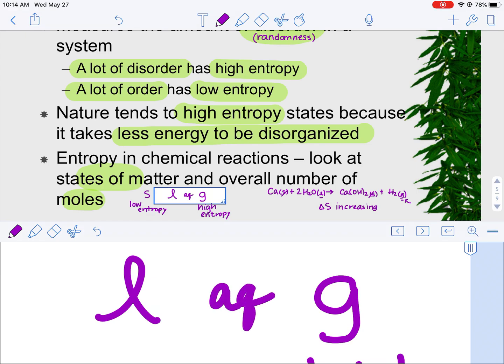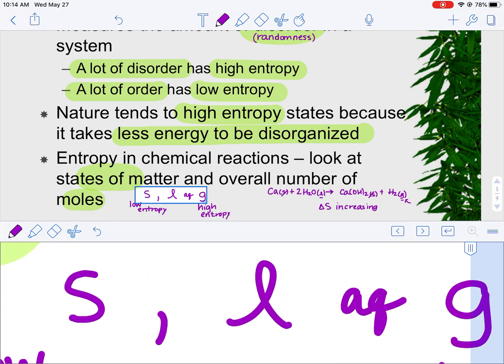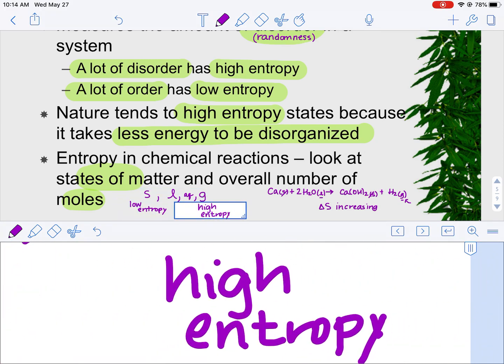The aqueous state has more disorder than just the liquid state because you're adding those solid particles, the solute. Maybe it's not solid, maybe it's liquid or gas. But because you've got these solvent particles that are trying to dissolve the solute particles in an aqueous state, that's going to lend itself to greater entropy, or greater disorder, than if it were just the liquid state alone. So in terms of ranking our states of matter, you have solid, liquid, aqueous, and gas, going from the least amount of entropy to the most amount of entropy.